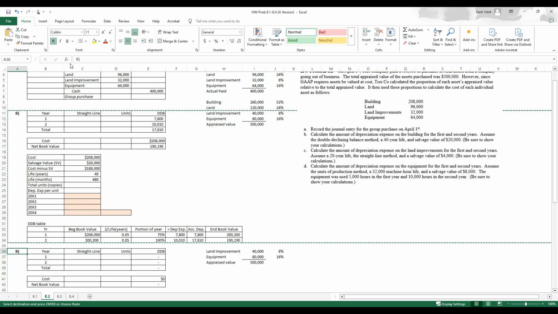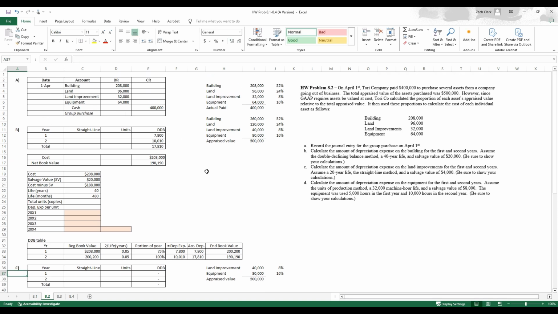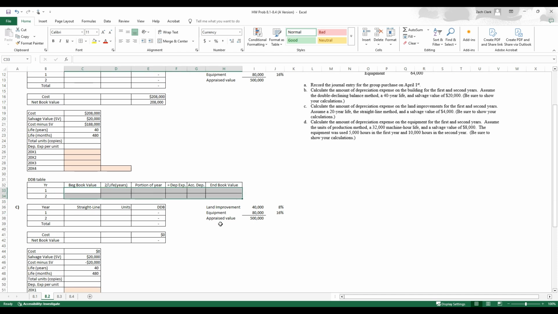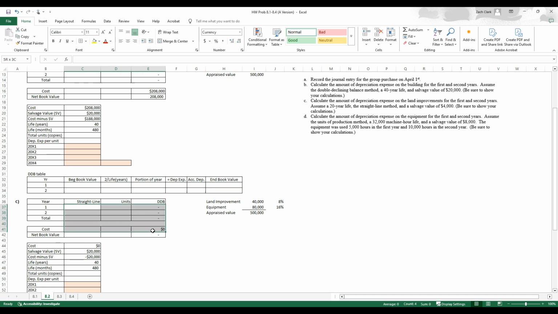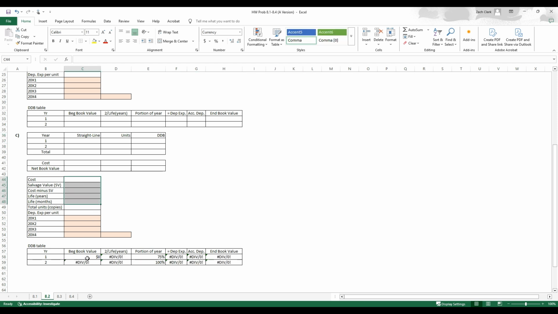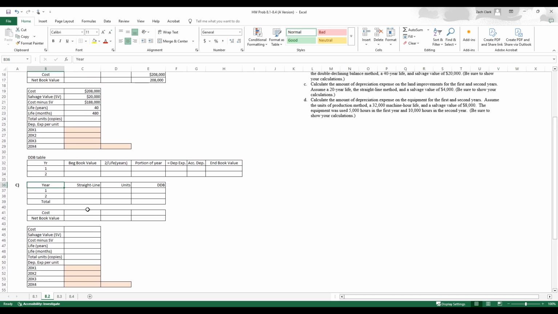Okay, let's look at C. So for C, we're just going to be dealing with the land improvements. So let's delete everything out and start from scratch here. We don't want this. That was just a carryover from above. Get rid of that. Get rid of all our stuff there. Okay, so now we've got kind of a fresh template, if you will. We're just doing the land improvements this time.